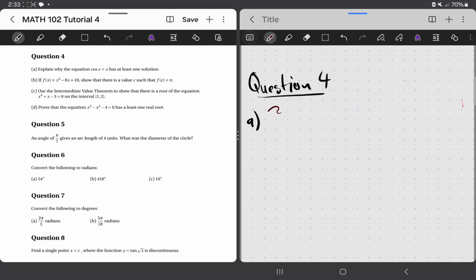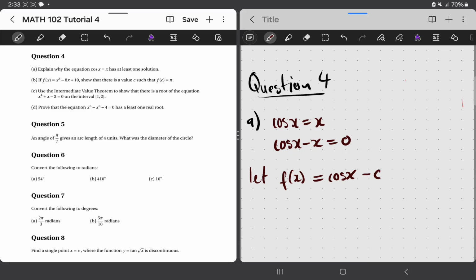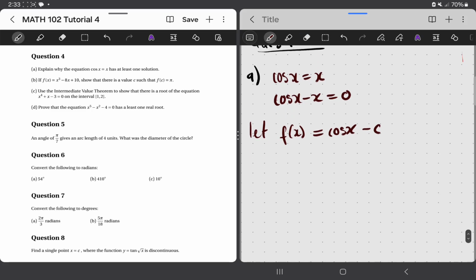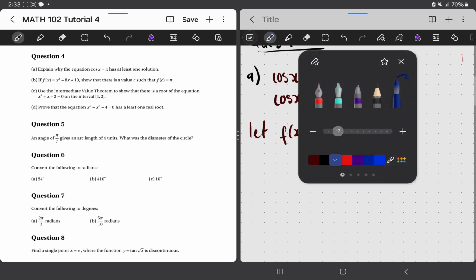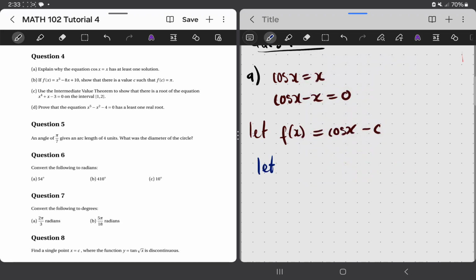Now let's put this. So we can say cos x is equal to x, which means that cos x minus x is equal to 0. Now, once we have something being equal to 0, we introduce an f of x to say, let f of x be equal to cos x minus x. We let it be equal to f of x. Now, what you're going to do is pick 2 points. And these points are usually 0 and 1, they work, or 1 and 2, okay?